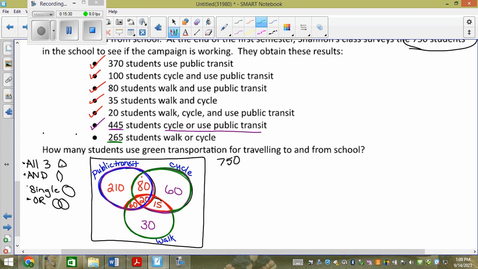Now am I done? I have 1, 2, 3, 4, 5, 6, 7 pieces of information filled in. What do 3 circle Venn diagrams need filled in? 8. So I'm missing the outside. So I know that this should be 750, right? So I know that this here is 445, so this is 475. So what's on the outside? 275.